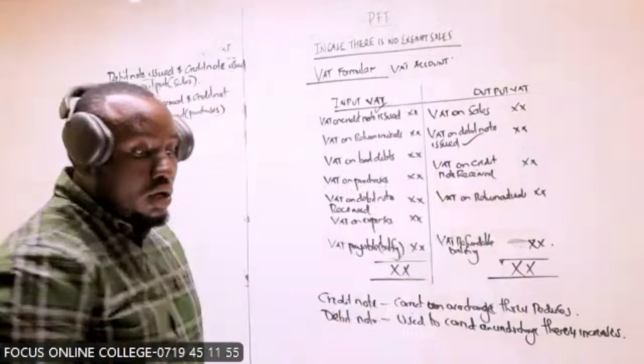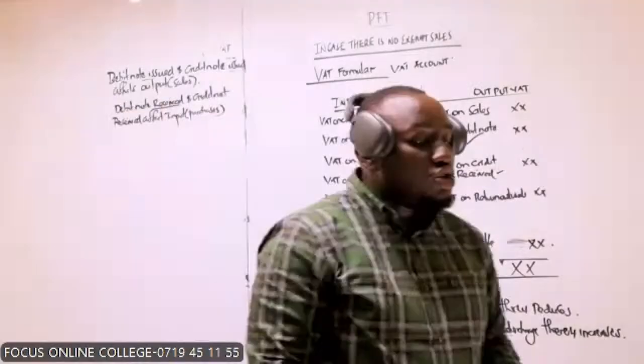Perfect. Then I say debit note received and credit note received affect what's called purchases. You can see the debit note received is an increase. It's used to correct an undercharge. For the credit note received, instead of having it here as a minus, I've had it here as a positive. So you can interchange them. That is when you do not have exempt. When you do not have exempt, you can interchange. Is that understood?